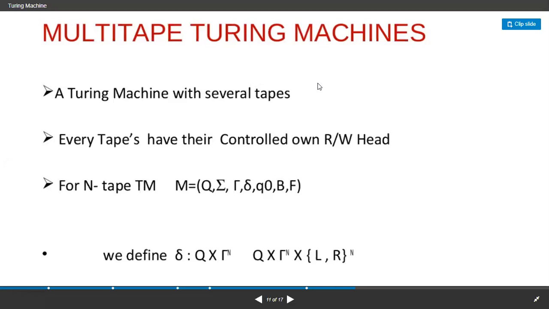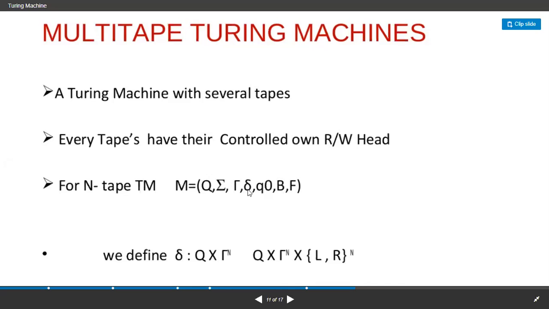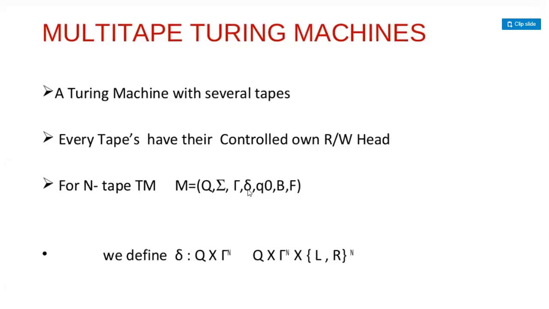And explain about multi-tape Turing machine means just you need to define what the multi-tape Turing machine is. Here the Turing machine consists of several tapes, and every tape has its own controlled read or write head. Just define a machine M with all the 7 tuples like this, and you need to define the main difference between a normal Turing machine and a multi-tape Turing machine. Where we are having a difference is at the transition mapping function; we need to show the difference between these two.